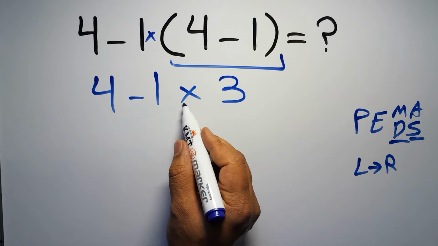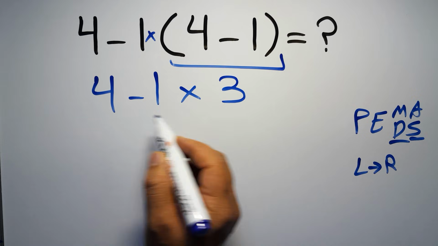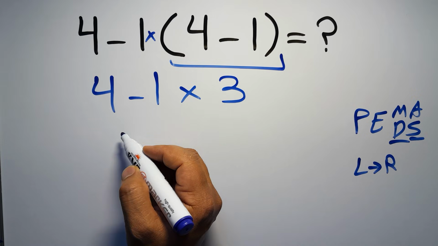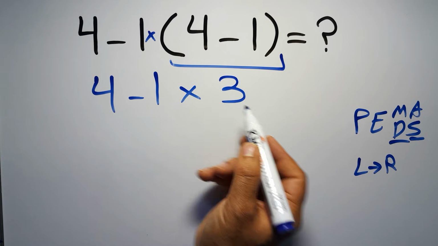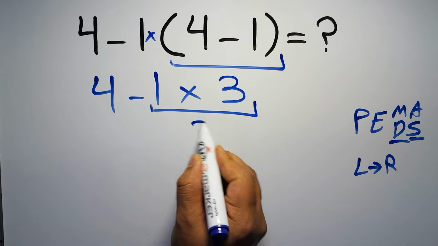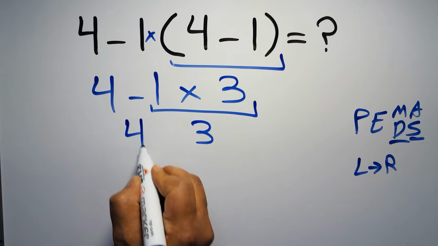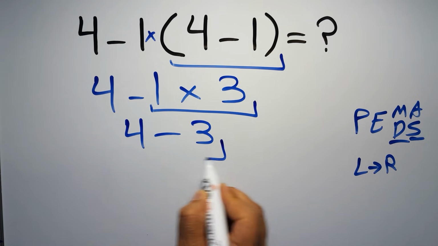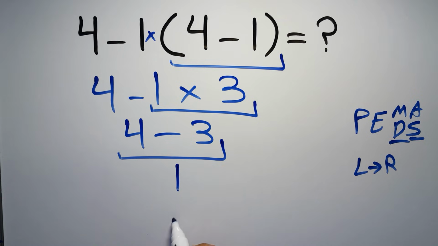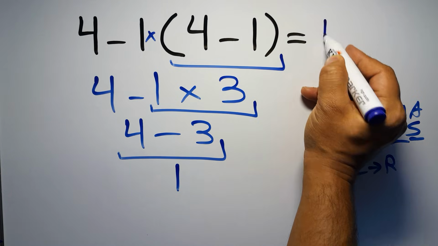So here first we have to do this multiplication, then this subtraction. So first 1 times 3 which equals 3. So 4 minus 3 which equals 1. And this is our final answer to this problem. The correct answer is 1.